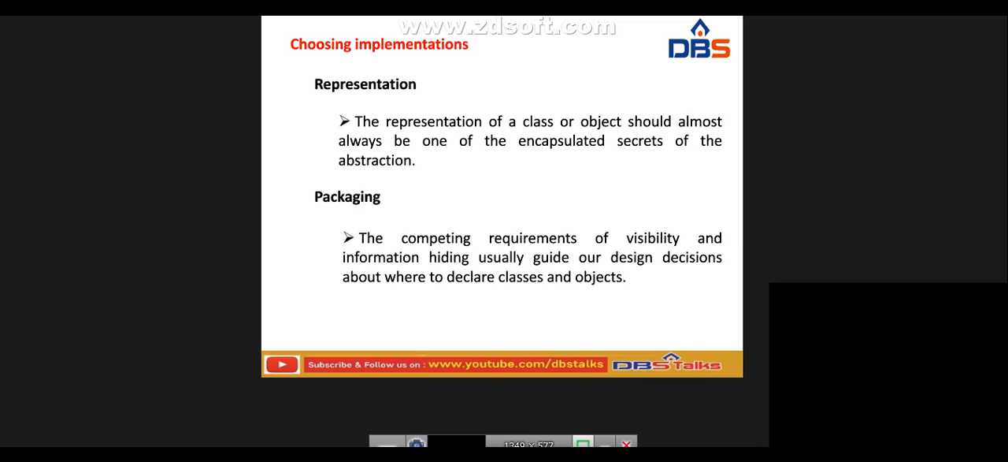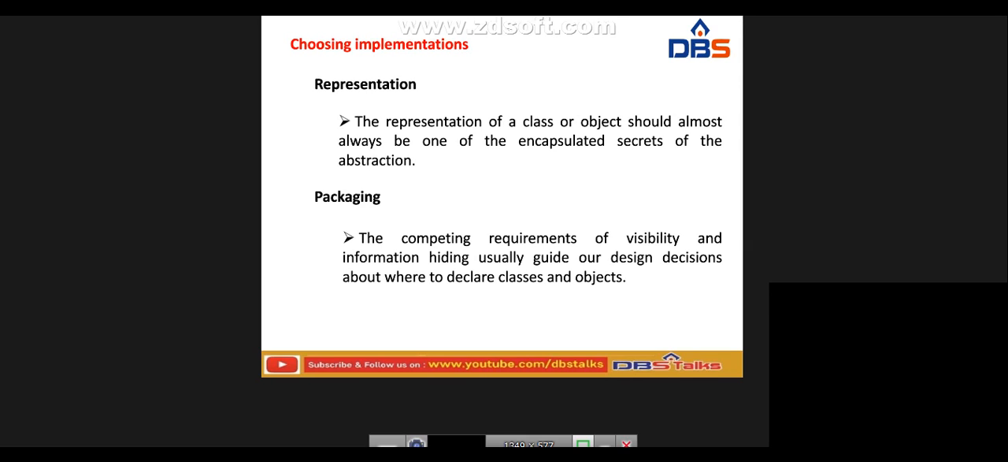And the next one, choosing implementations. The representation of a class or object should almost always be one of the encapsulated secrets of the abstraction. This is called the representation. And packaging: the competing requirements of visibility and information hiding usually guide our design decisions about where to declare the classes and objects. So where the class will be declared and where the object will be created depends on the particular requirements of visibility.